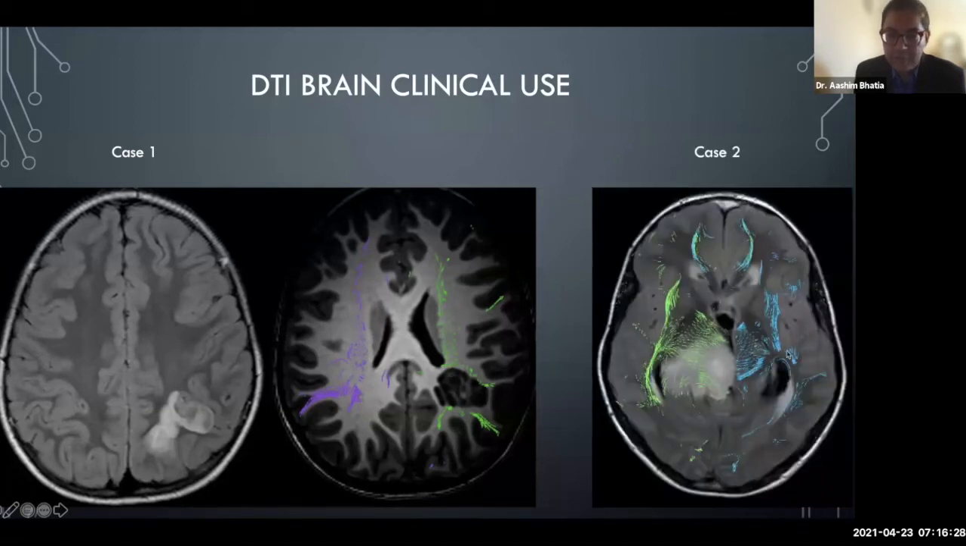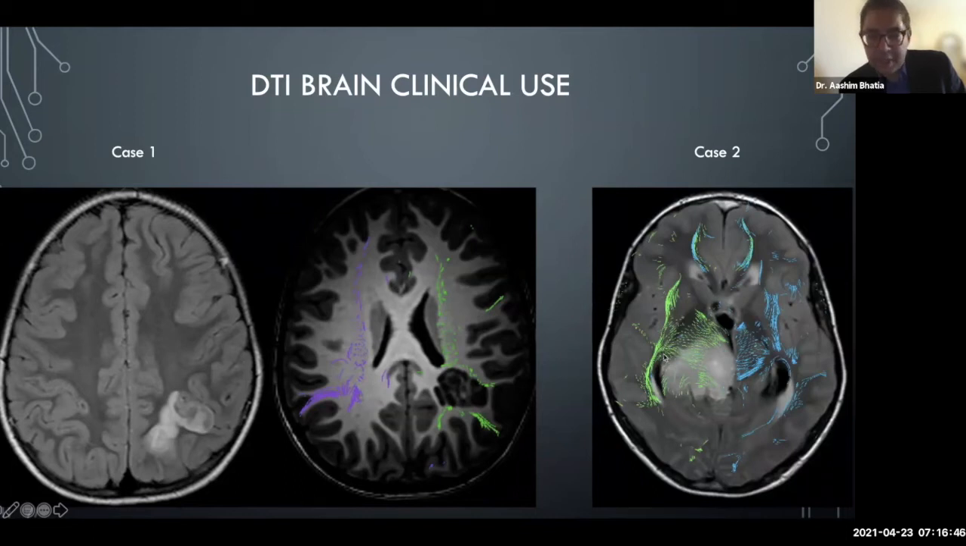Now let's compare that to an infiltrative tumor. So here you have the lesion on the right. It looks very infiltrative. So when you think about infiltrative, it kind of dives deep into the brain tissue. It is not displacing the corticospinal tracts. It's actually infiltrating throughout them.